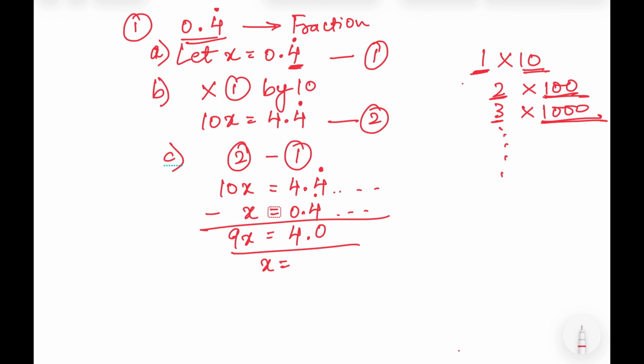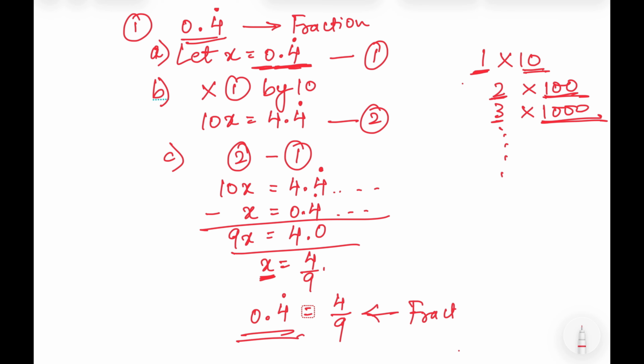So what is the value of x? 4 upon 9. And as you see, x is also 0.4 recurring. So now can we write 0.4 recurring is equal to 4 upon 9. So we successfully converted this recurring decimal into a fraction.